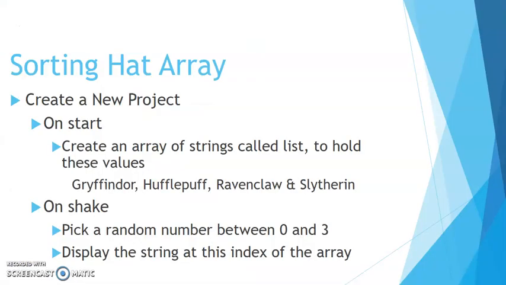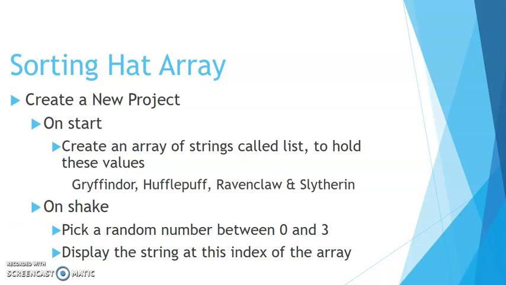So in this next project, we're going to revisit the sorting hat, but we're going to use an array to store the values of the houses within Hogwarts. So we're going to create an array of strings called houses or something. I've said called list there, but we call it houses, to hold the values Gryffindor, Hufflepuff, Ravenclaw and Slytherin. And then on shake we're going to pick a random number between 0 and 3, and then we're going to use that number as the index into our array. So here we have Gryffindor, Hufflepuff, Ravenclaw and Slytherin, so that's 4 values that we're holding within the array, 4 string values, and we are then going to have indices 0 to 3.